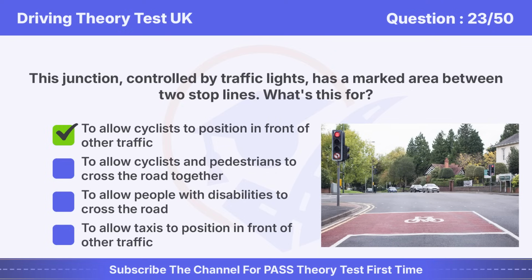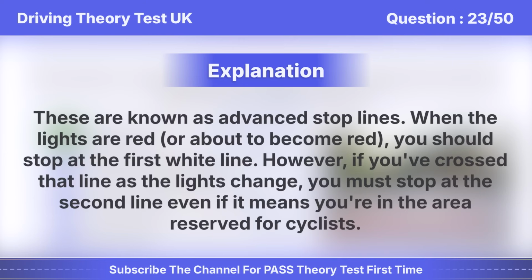Answer is A. To allow cyclists to position in front of other traffic. These are known as advanced stop lines. When the lights are red, or about to become red, you should stop at the first white line. However, if you've crossed that line as the lights change, you must stop at the second line even if it means you're in the area reserved for cyclists.